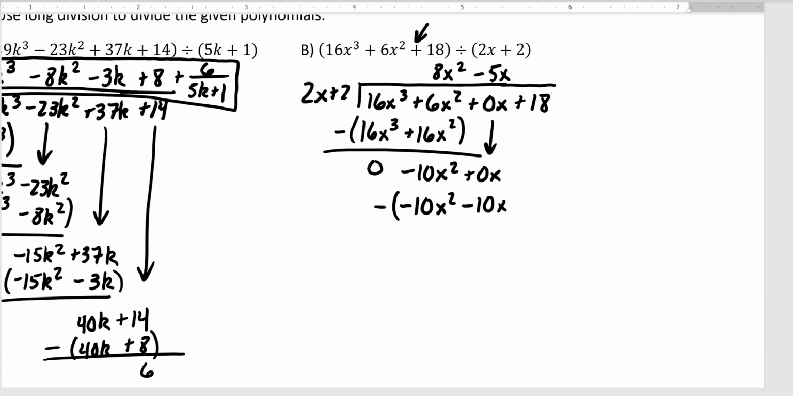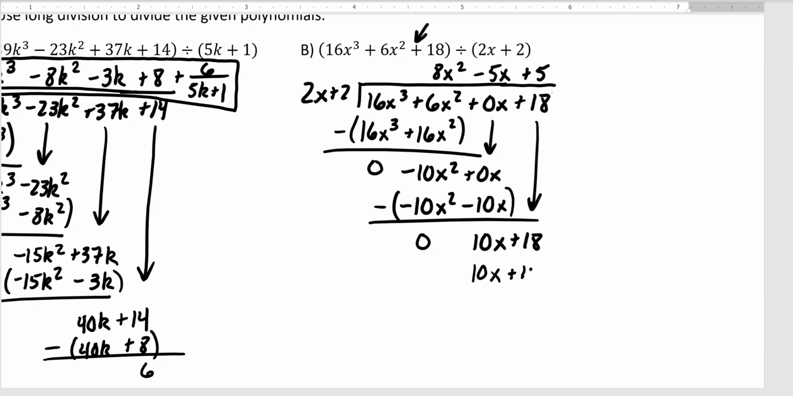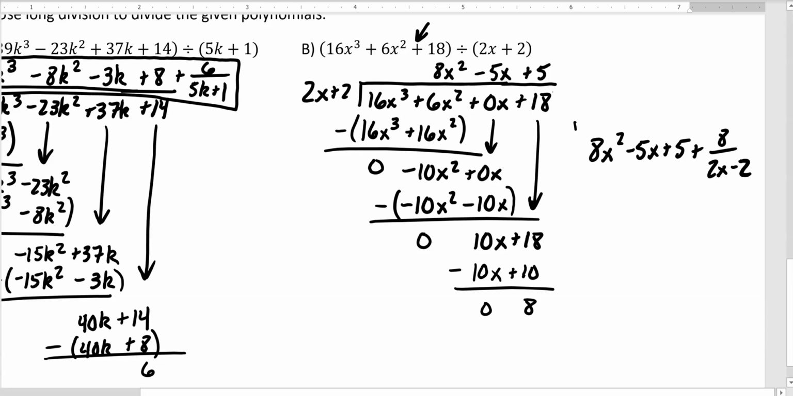So I'm going to subtract. It'll give me 0, and 0 minus negative 10x would become positive 10x. Bring down the plus 18. 2x times what gives me 10x? 2x times 5. 5 times 2x is 10x. 5 times 2 is 10. Subtract. And that leaves me with 8. So that would be my remainder. My quotient here: 8x squared minus 5x plus 5 plus 8 over 2x minus 2.